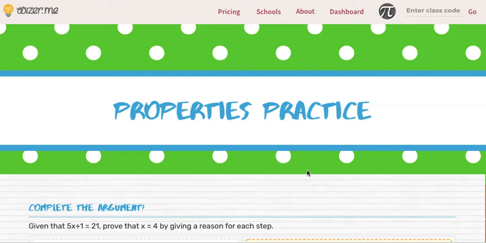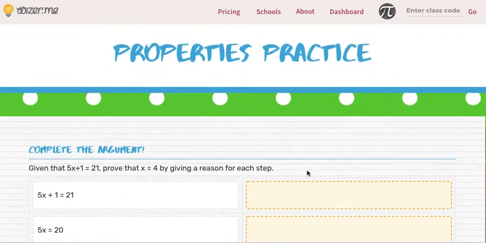Hey, good morning, everyone. So, yesterday you guys completed the Wiser Sheet properties practice. I wanted to go over it just to make sure everyone had an understanding of what was going on. I saw that a few folks just weren't really understanding it, so hopefully this helps.